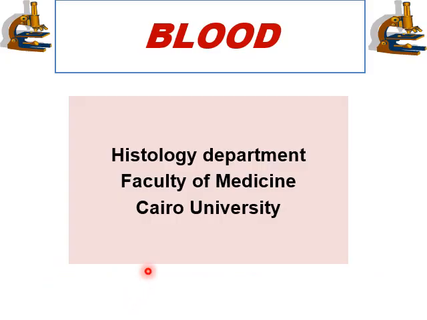The last chapter in 101 is the blood. The blood is a type of connective tissue in which the matrix is fluid. It's formed of plasma and elements.